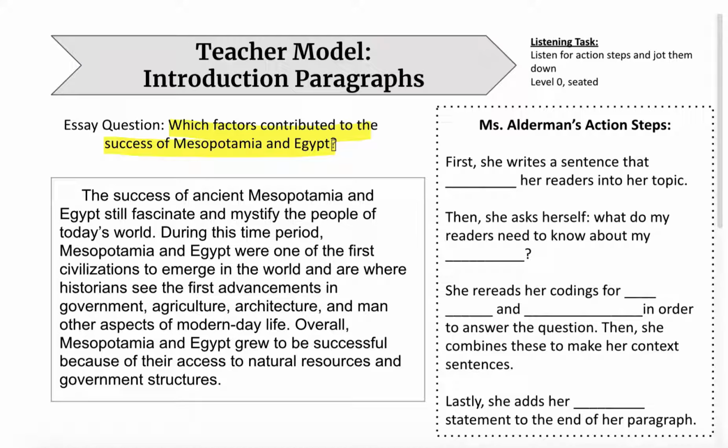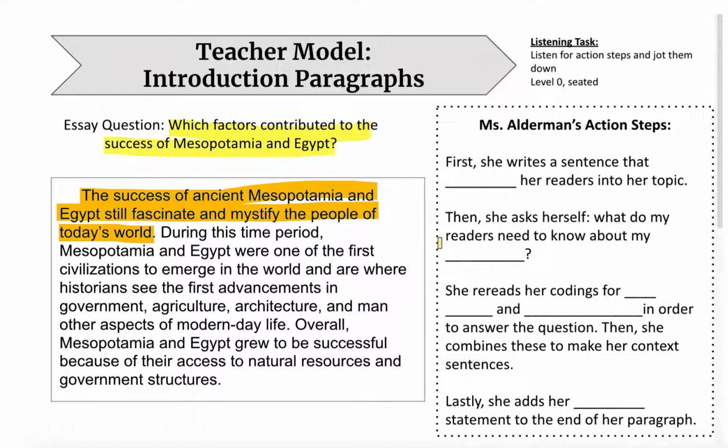My first step for writing my introduction is to write a sentence that hooks my readers into the topic. I like to ask myself the question, how does this topic relate to today's world? Or how would life be different without this topic? I went with the first option, and this is the hook, which I'm going to code in orange: the success of ancient Mesopotamia and Egypt still fascinate and mystify the people of today's world. That's my quick connection to today. Hopefully it makes my readers want to keep reading.